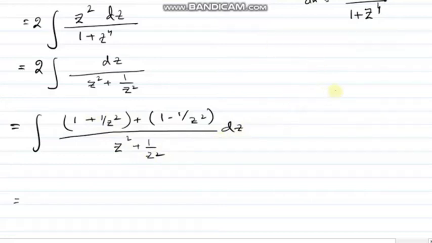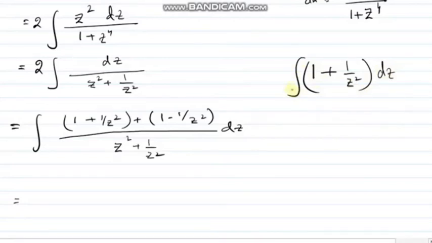Now what is my motto? Just check 1 plus 1 by z square. What will I differentiate to get this? Like if I integrate this with respect to dz, what will I get? This will be z minus 1 divided by z, right? And if this is coming minus, so this thing will be plus, right?